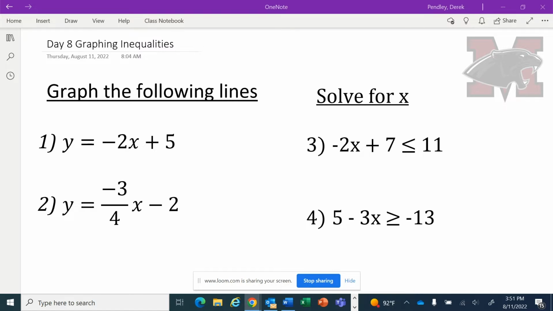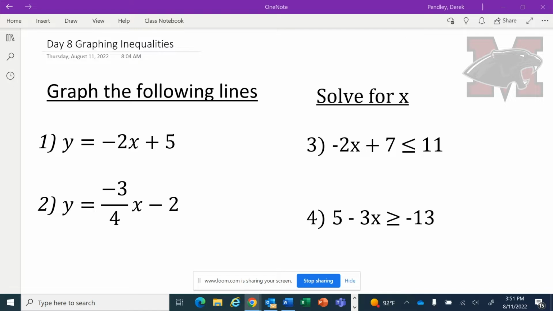There's 4 problems here. There's 2 equations. I want you to graph the lines and then 2 equations where actually they're inequalities where I want you to solve for x. So y equals negative 2x plus 5 and y equals negative 3x minus 2. I want you to graph those lines.